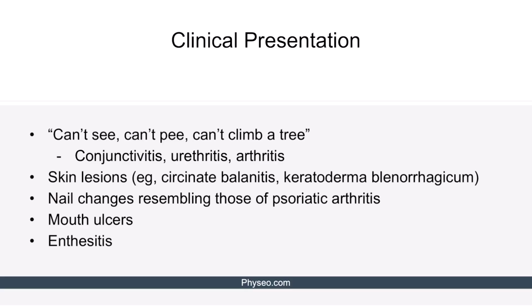Other clinical findings may include nail changes that resemble those of psoriatic arthritis, such as pitting and onycholysis, mouth ulcers, and enthesitis. Notice that enthesitis is common to each of the 3 seronegative spondyloarthropathies covered in this lecture. And you'll need to be attentive to the other clinical findings in order to distinguish between the 3.